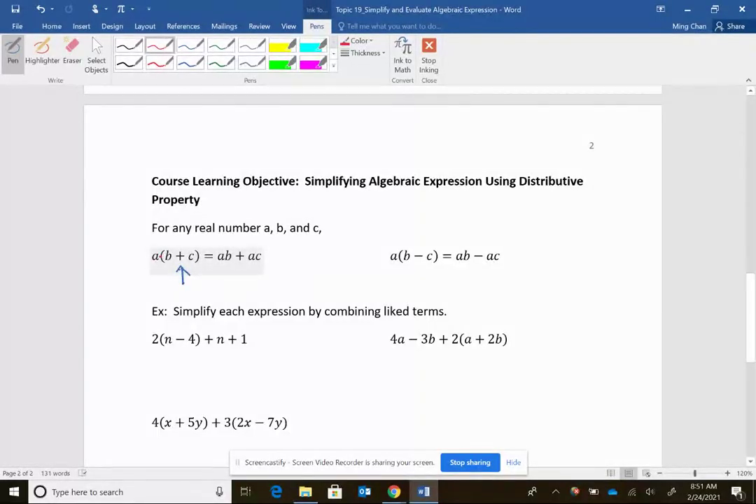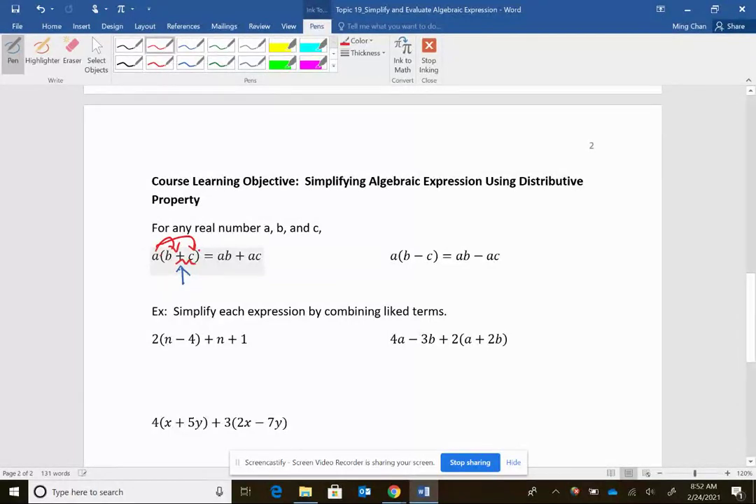So when we distribute, we say a times b, which is ab. Then we say a times what kind of c? Positive c. A times positive c gives me positive ac. The reason why we do the distributive property is because the two terms inside are not like terms, so we cannot combine them. That's why we have to bring them out.